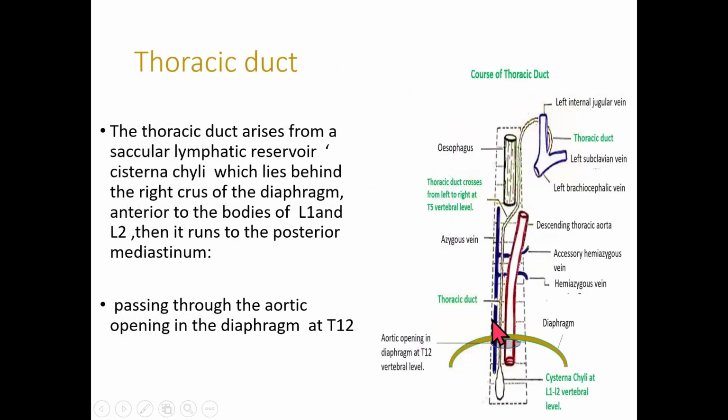Then ascend into the posterior mediastinum along the right side of or anterior to the vertebrae. At the level of the T5 vertebra it will transverse from the right to the left side and ascend to the neck, traversing or arching over the left lung to drain into the brachiocephalic vein at the junction of the left subclavian and left internal jugular vein.